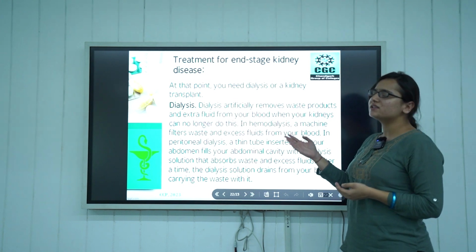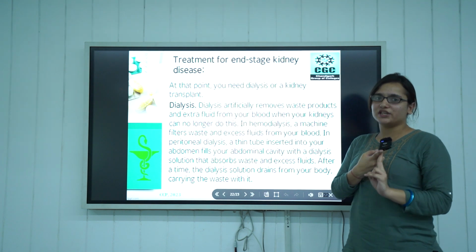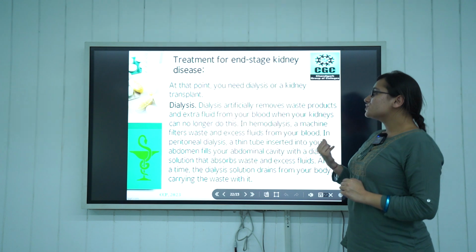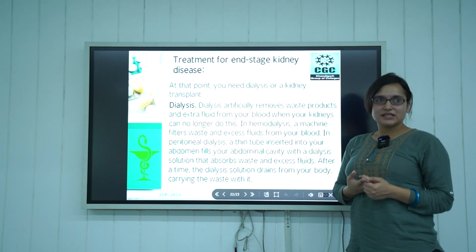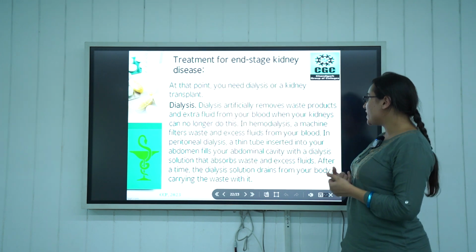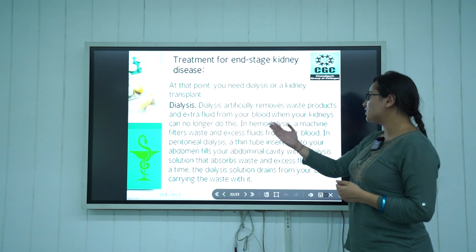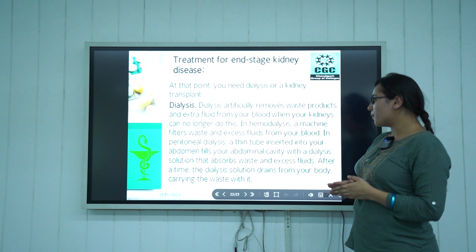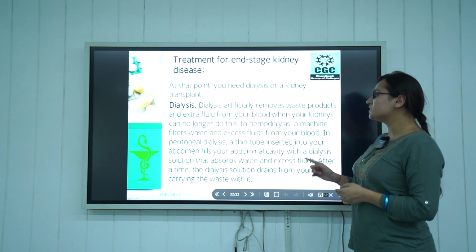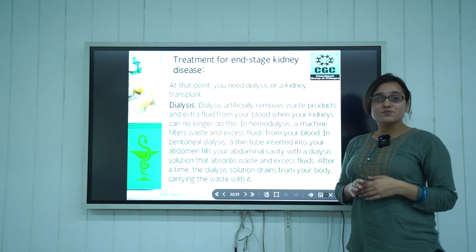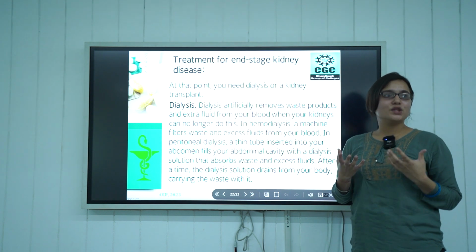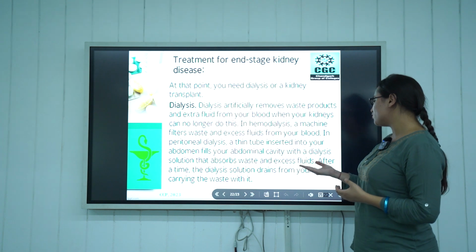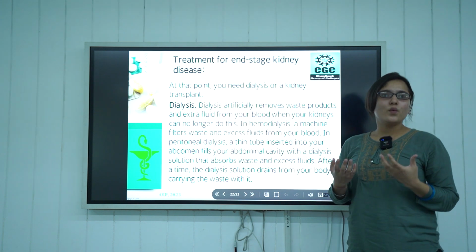Okay, dialysis can be of two types, hemodialysis and peritoneal dialysis. In hemodialysis, we use a machine, that is hemodialyzer, which filters the waste products from the blood. And in peritoneal dialysis, a thin tube is inserted in the abdomen, which fills the abdominal cavity with the dialyzing solution, which absorbs the excessive fluid and the waste products. Okay, after a time, the dialysis solution will drain from your body, which carries the waste products.